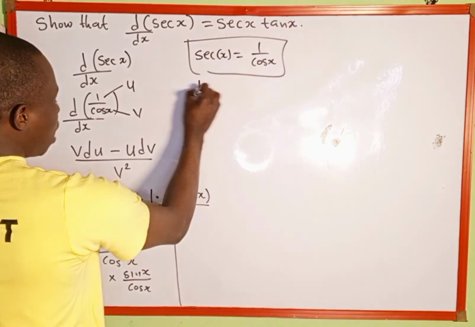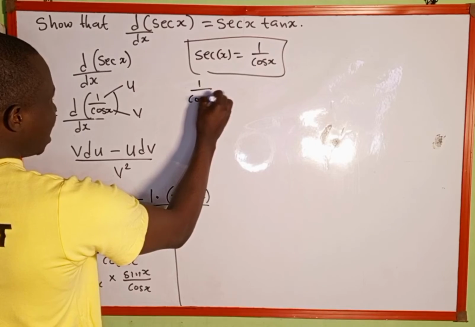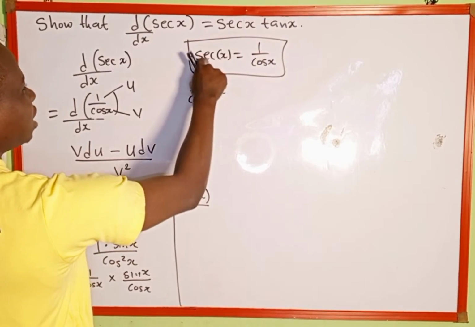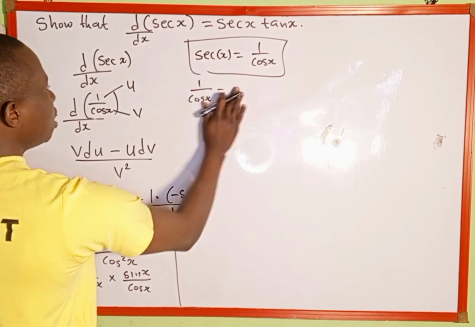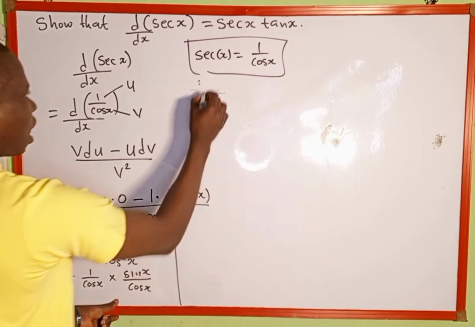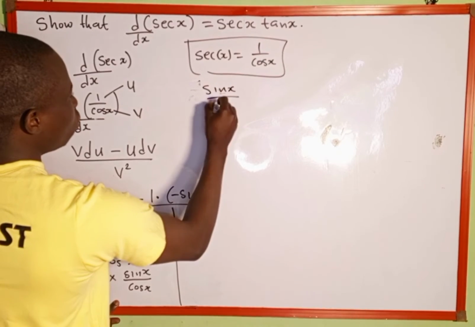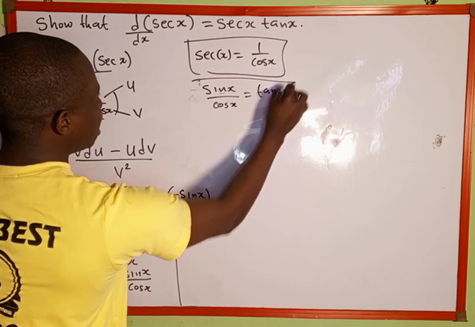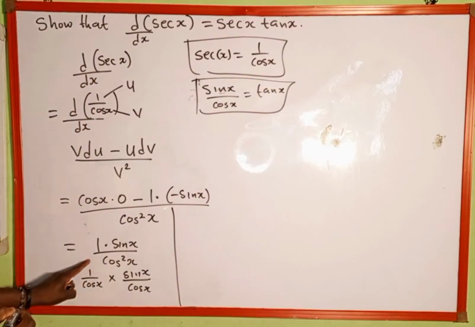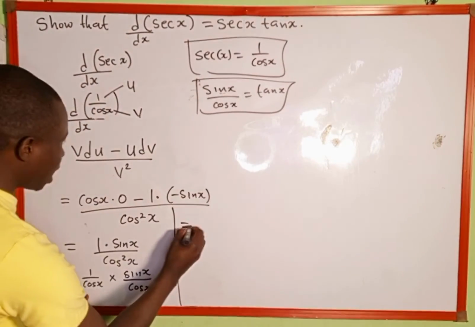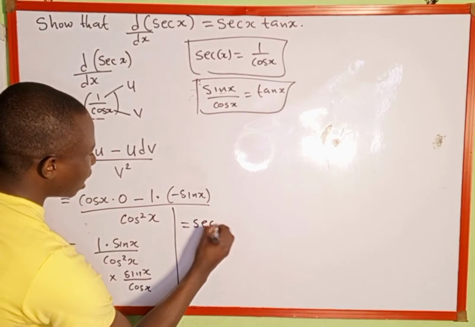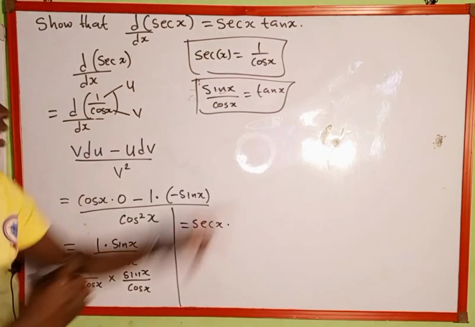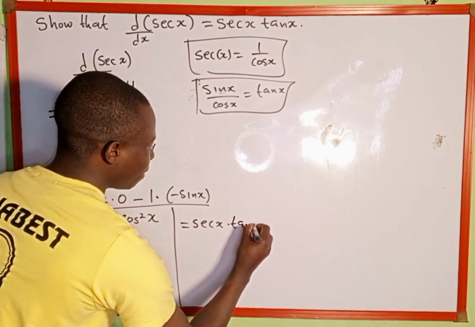The next thing we're going to recall is from a trigonometry identity: 1 all over cosine x is the same as sec x. Similarly, sine x all over cosine x is the same as tangent x from the trig identity. So here we have 1 all over cos x, which we can replace with sec x, multiplied by sine x over cos x, which is the same as tan x. So this is going to be sec x multiplied by tan x.